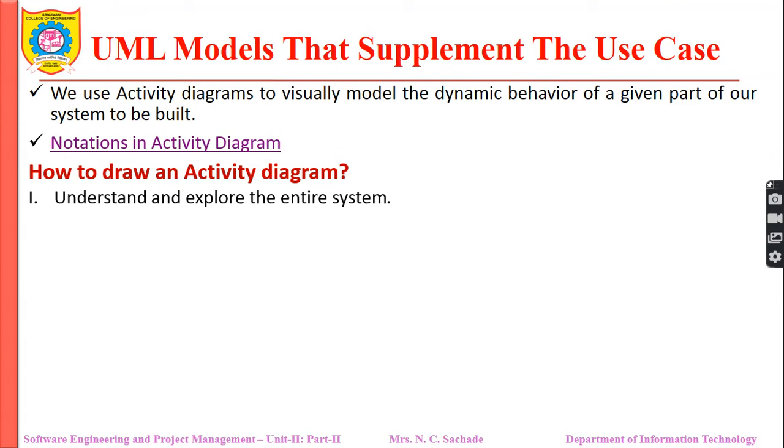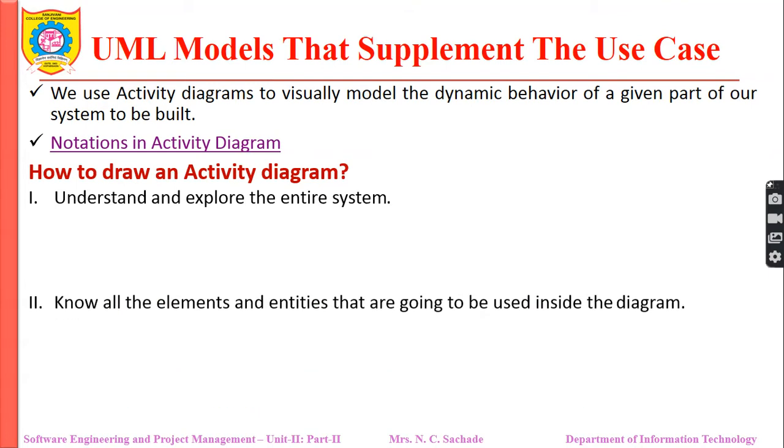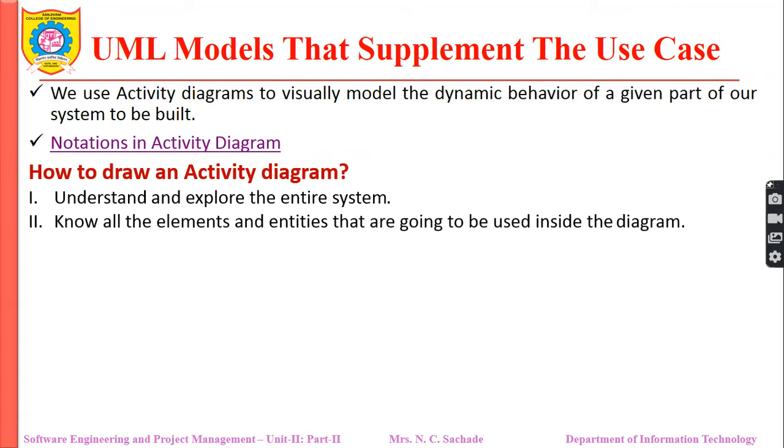So the first thing is we have to understand thoroughly what the system is all about. Without that it won't be possible for me to prepare the activity diagram. So I have to explore all of its actions. Then we have to know the elements, entities that are going to be used inside the diagram. We have to analyze all the activities which we have found out.